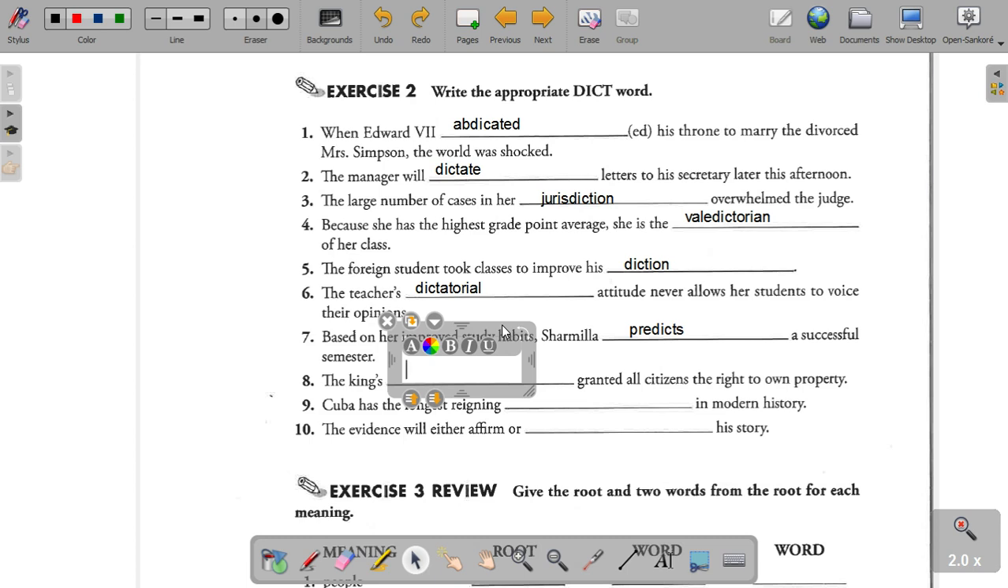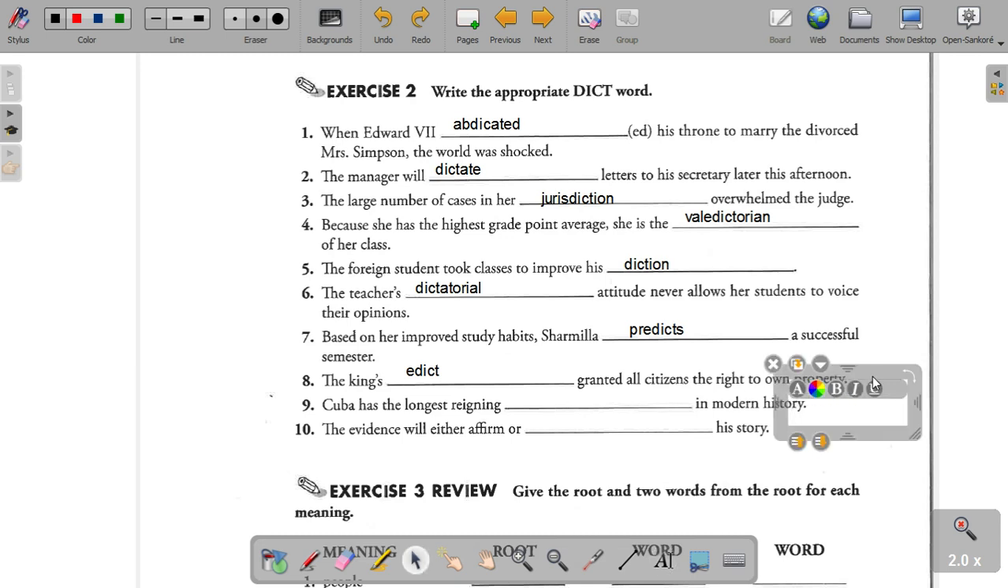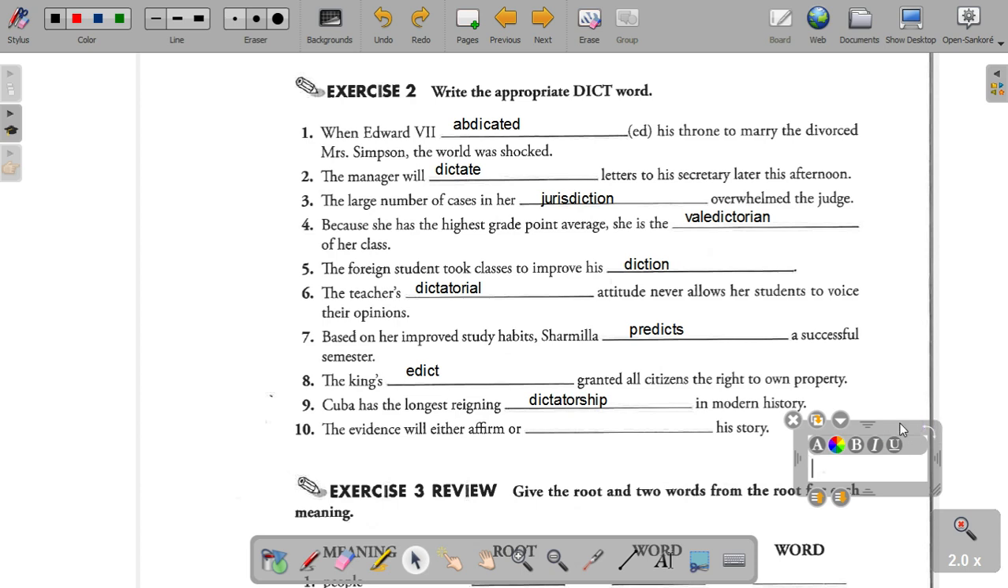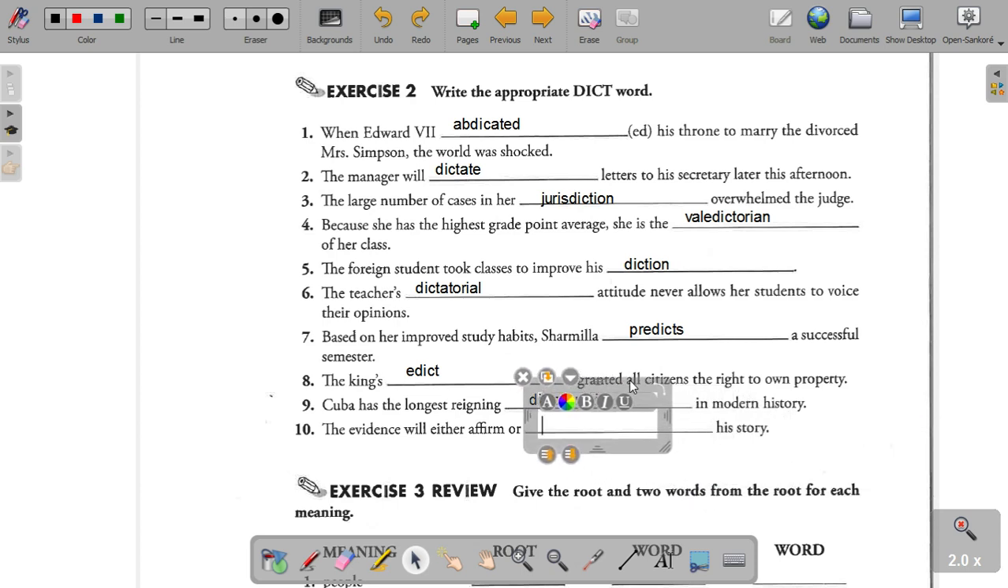So his declaration, or in this case his edict, allowed them to have the right to own property. Cuba is the longest reigning dictatorship in modern history. As you can imagine, there haven't been too many governments that have been successfully this way. And if you're not sure who that is, look that up. That's Fidel Castro, who is the person they're talking about there.